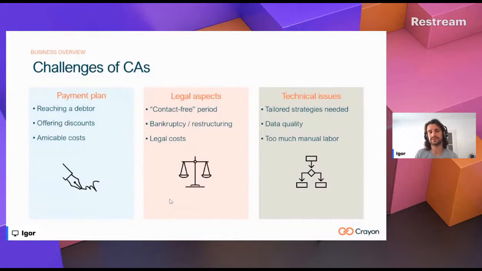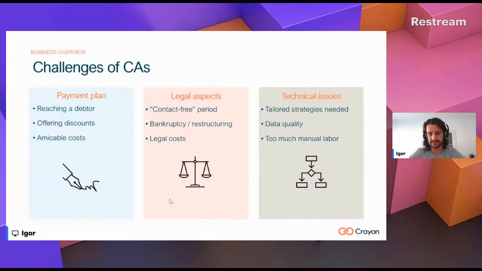First of all, sometimes it might be really hard to reach the debtor, because the collection agency doesn't always have the phone number or the address, or sometimes it's the phone number of some random person. So even at this stage, it might be difficult for the collection agency to do something.